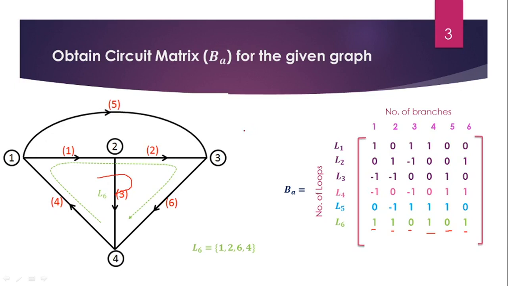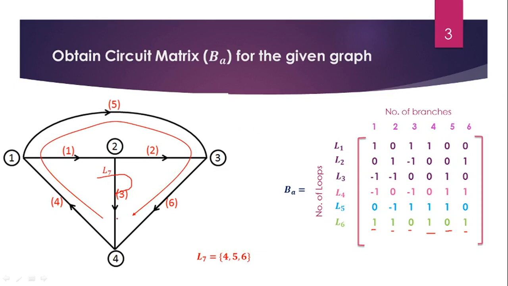Okay, is another loop possible? Yes, and that is the final loop, your L7 loop, which covers branches 4, 5 and 6. So how can we write its elements? Branches 1, 2 and 3 are not part of this loop 7. It has 4, 5 and 6, and 4, 5 and 6 are all in the same direction. So you find here 1, 1, 1 for 4, 5, 6.